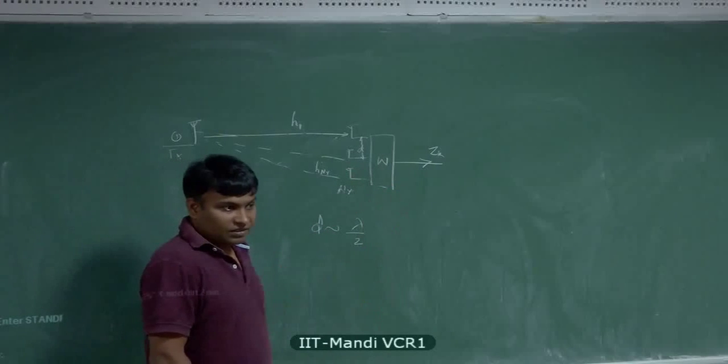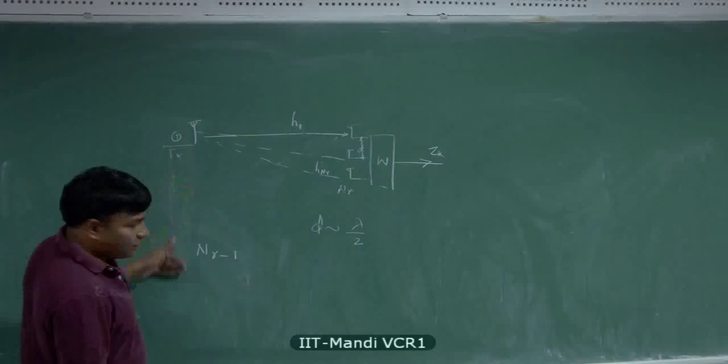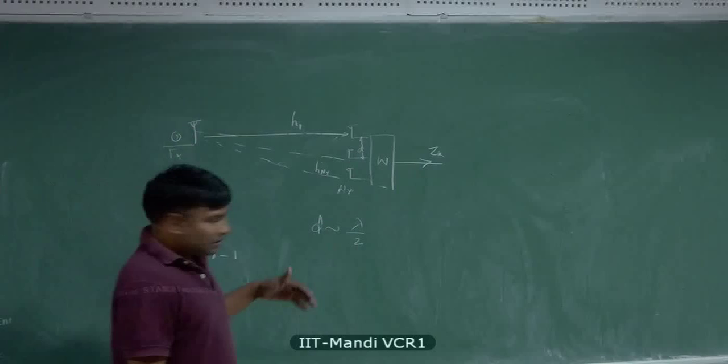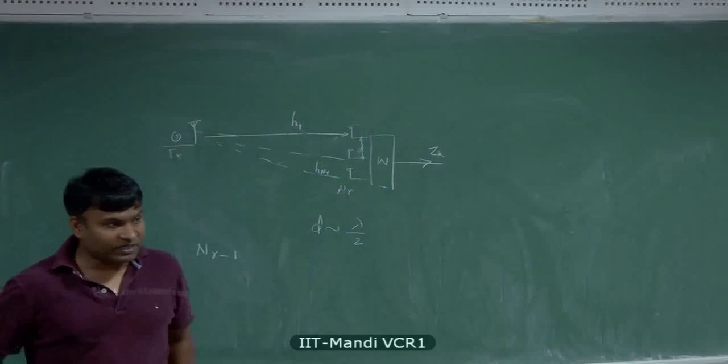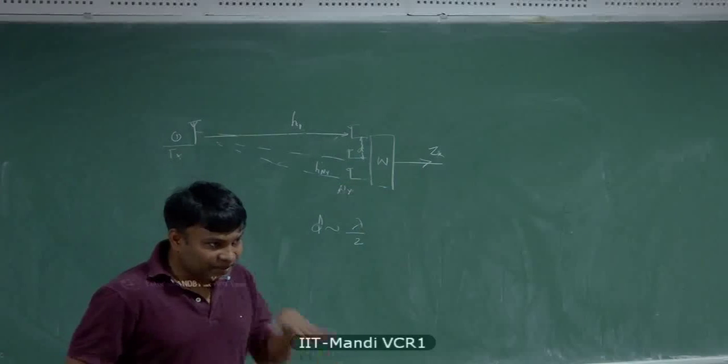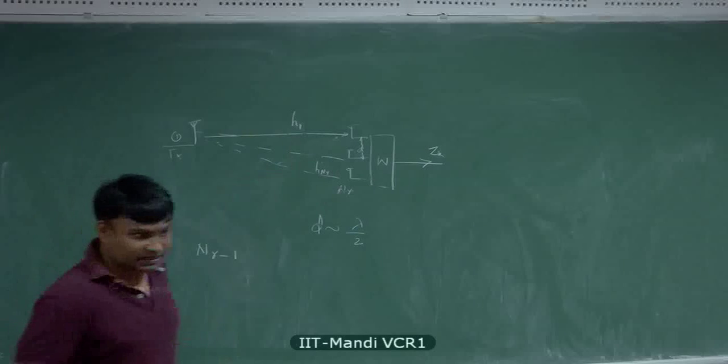So, in other words, let's say there is a desired signal, and let's say 3 dominant interferers coming from the neighboring base stations. Their strength may be a bit less than the desired signal because they are coming from a further distance.